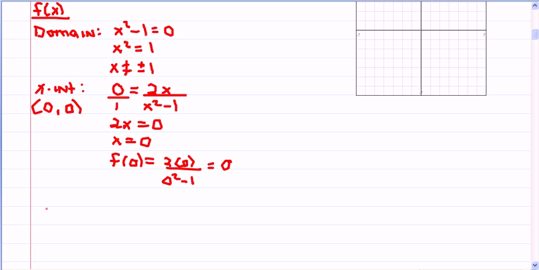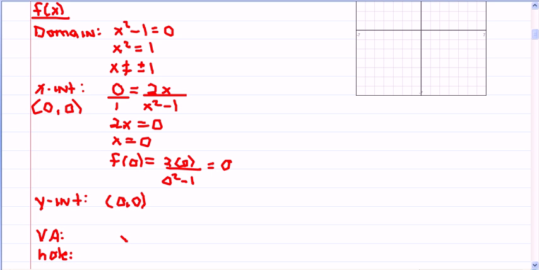So since the equation of the x-intercept is 0, 0, that means that the y-intercept will also be the origin, so it has the same point, 0, 0. And after I find the y-intercept, I now want to look for any vertical asymptotes and or holes on this graph.